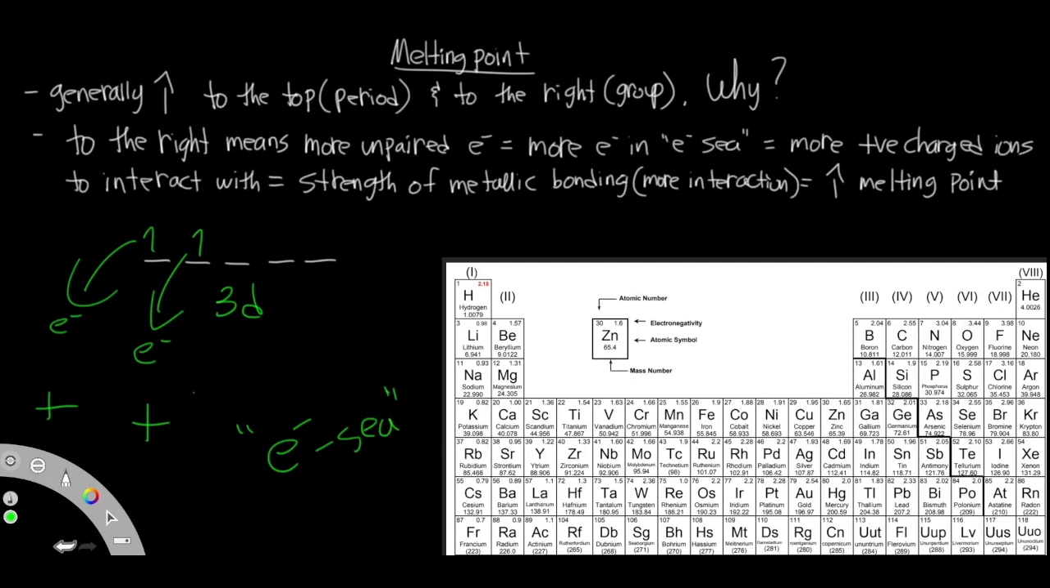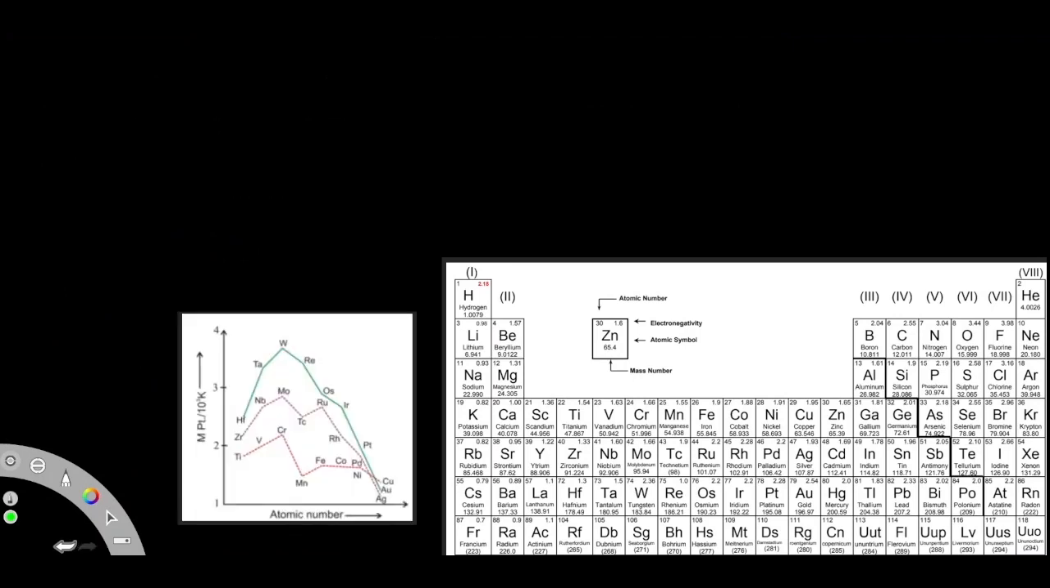And it's going to interact with them. So the more interaction it does out here in the electron sea, it's going to increase the strength of metallic bonding and therefore increases the melting point. So the more electrons, so these unpaired electrons, the more of them that are here, the higher the melting point. Now let's take that same example with a 3D orbital.